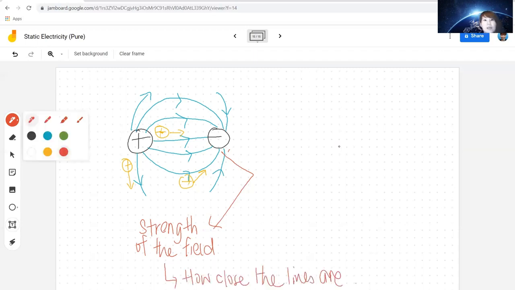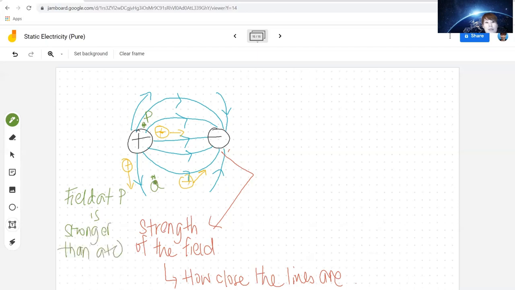Let's say we take this part here. Let's say this point P versus point Q, for example. You realize at point P, the field lines are closer together as compared to at position Q. So therefore, the field at P is stronger than the field at Q. Why? Because the field lines are closer together, and also naturally because it is closer to the charge.